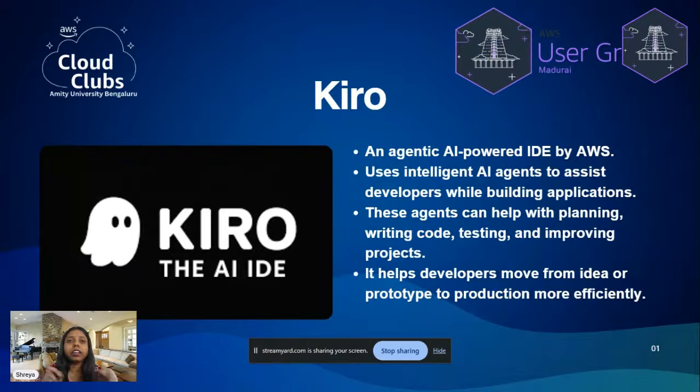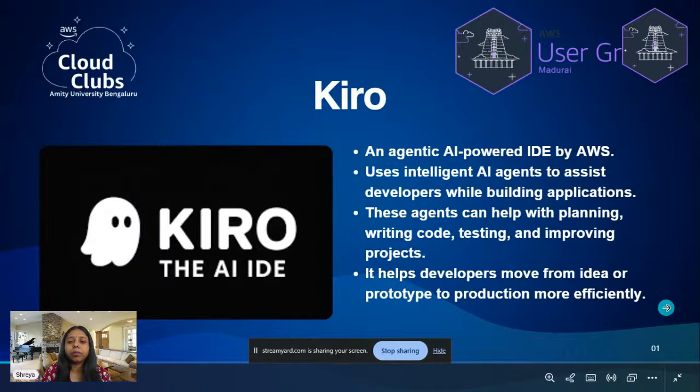It writes the code, it tests the code, it gives you the documentation. From whatever Bhuvanam ma'am told, like the Greenfield application, you can do anything. You just start from scratch. The whole application is built by Kiro. You just have to guide what you want in your website and all that. It helps developers move from idea or prototype to production more efficiently. As a developer, you take months to work on a project, but with Kiro you take like 1 or 2 days. That is how Kiro will help your life as a developer.